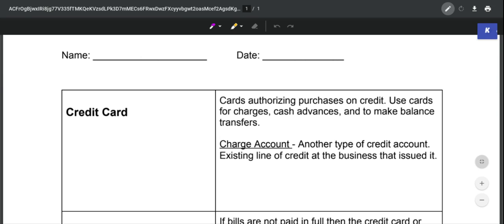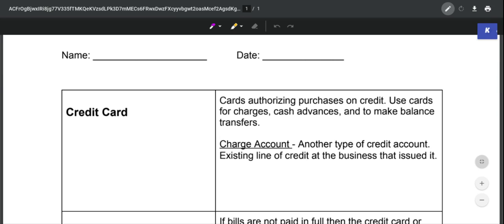A credit card is pretty much a way to spend money that doesn't necessarily come out of your bank account at the moment. So in other words, it's just like it sounds. It's a credit that you get through companies that sell credit cards. But that stuff has to be paid back. So pretty much people use it for charges or cash advances or to make balance transfers.